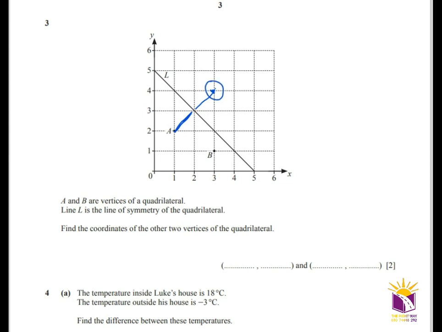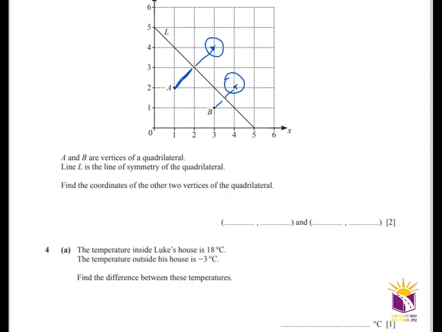For B, the symmetric point will be over here. Now these 2 points are the other 2 points of the quadrilateral. So for the first point we will write it as x3 and y4, and for the second point x4 and y2, so it will be 4 and 2.